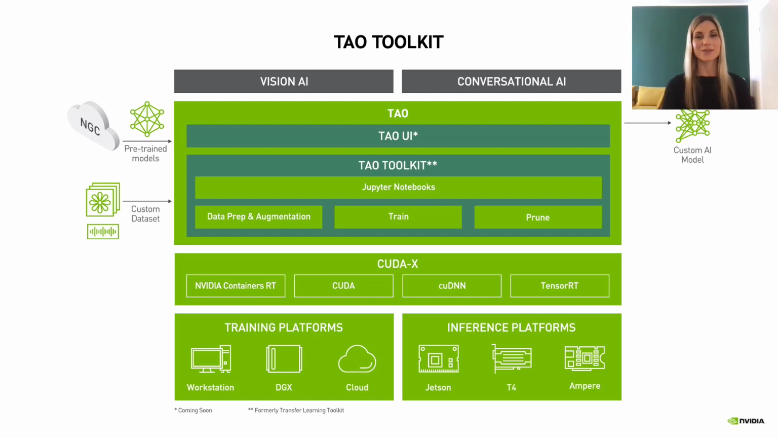So let me provide you with more details on what TAO actually is. So as you see here, TAO Toolkit supports training for vision and for conversational AI. And underneath, it's basically a collection of Jupyter notebooks, which you can download from NGC, as I mentioned. And there you can just follow step by step the whole process of training, starting from data preparation and augmentation, including, of course, the training step. And furthermore, you can also apply some optimization techniques like pruning and quantization. It all works on our CUDA-X stack, including NVIDIA Container Runtime, CUDA, and cuDNN. And it's also fully compatible with our TensorRT, the optimizing compiler.